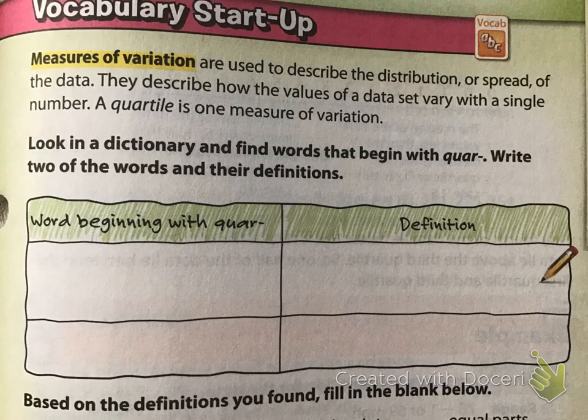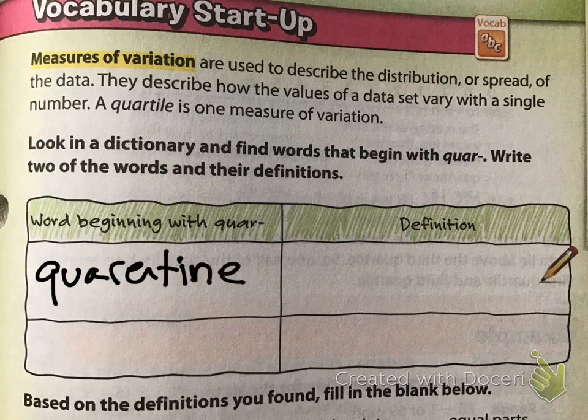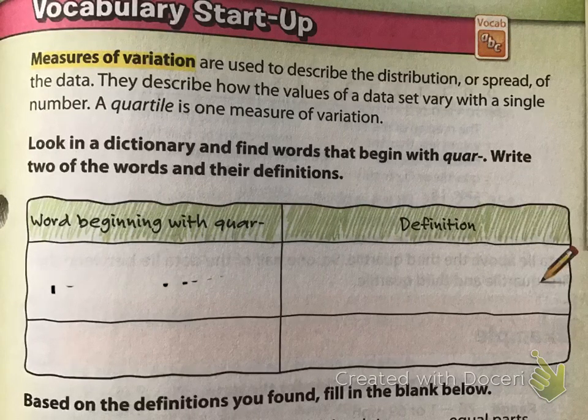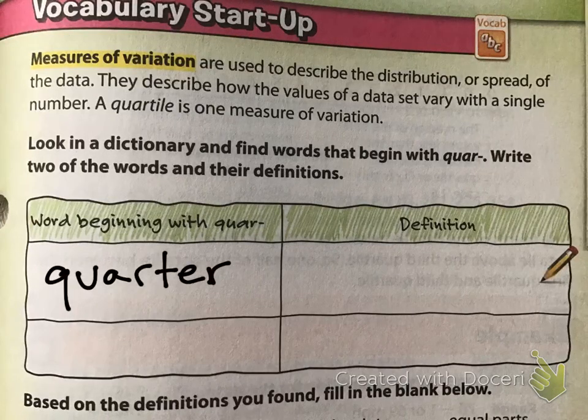So look in the dictionary and find two words that begin with quar. Write two of those words and their definitions. However, I am not going to allow you to use our current word, quarantine. Maybe this is with an A, I have no idea. No, we are not using that word, although it is funny. So if I'm thinking of a good word, I'm going to think of the word quarter.